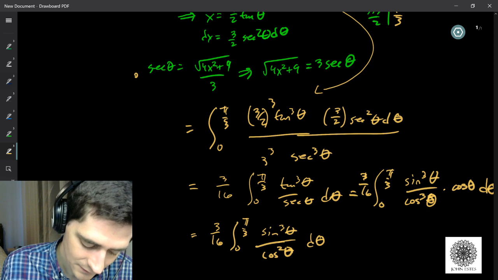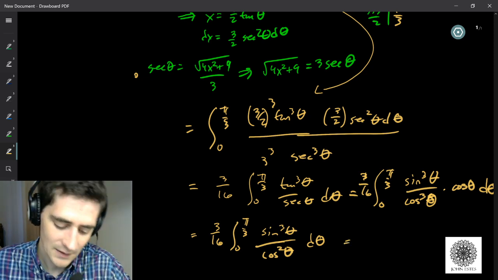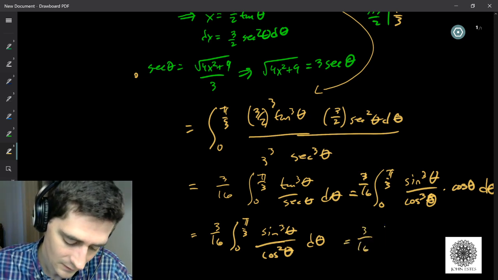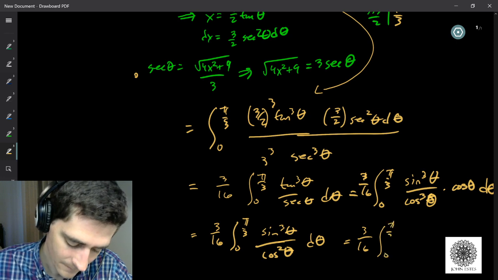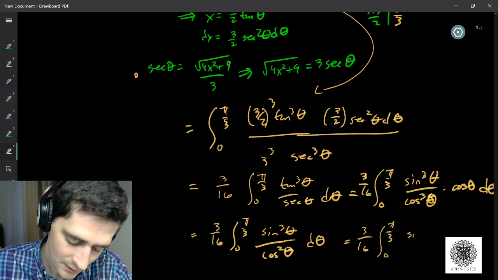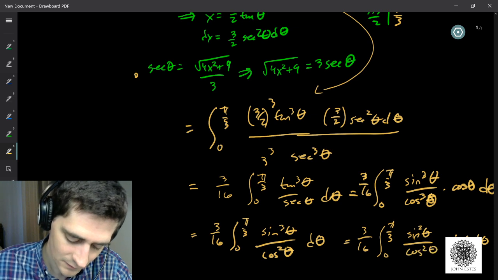How do I solve this? Well, remember from last time we could do this. You have the 3/16, 0 to pi over 3. Let's pull out one sine. So I have sine theta d theta out here, and then I'm just left with sine squared over cosine squared.